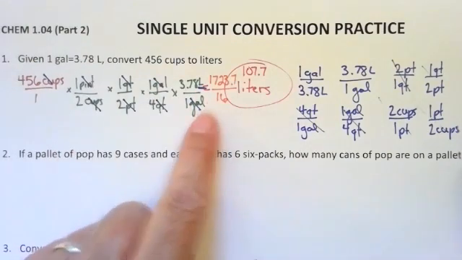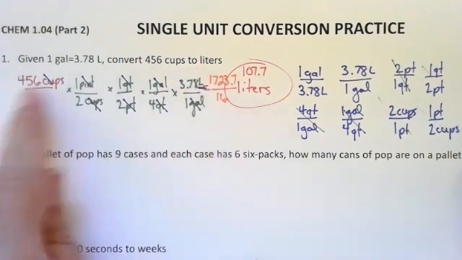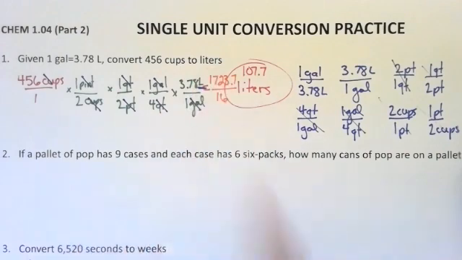You can punch all of this in your calculator at once, but I was just doing this to show you that we multiply across the top, multiply across the bottom, and then divide. Sometimes we have word problems.